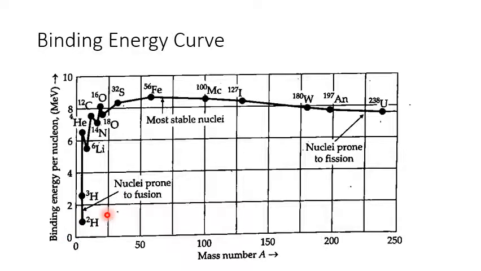So lighter nuclei like hydrogen, deuterium, tritium have lower binding energy per nucleon. If they have a lower binding energy per nucleon, that means they are bound with a smaller amount of energy, or I can say they are loosely bound. Now, if they are loosely bound, that means they are unstable nuclei.